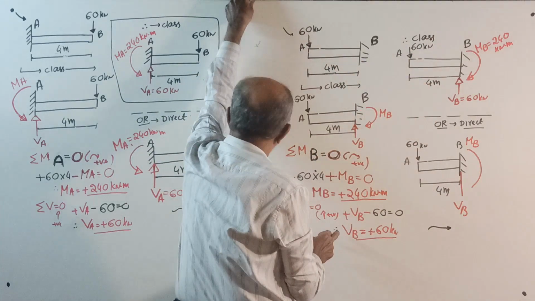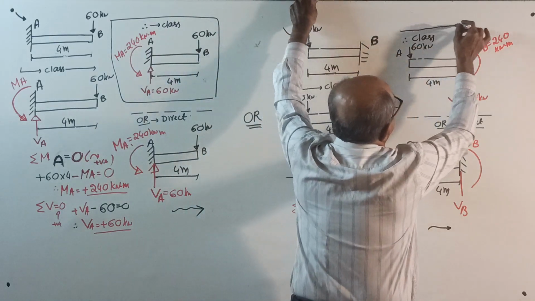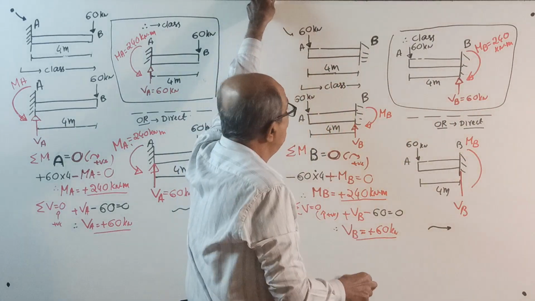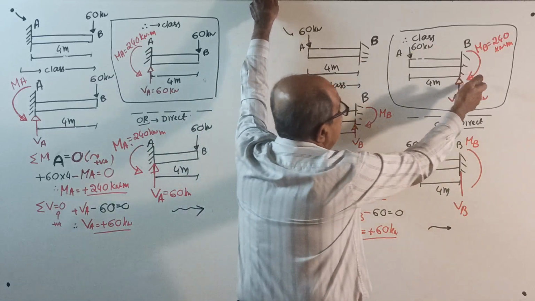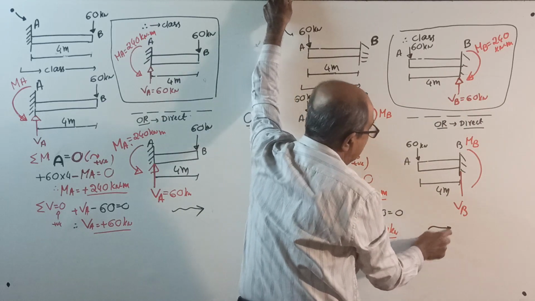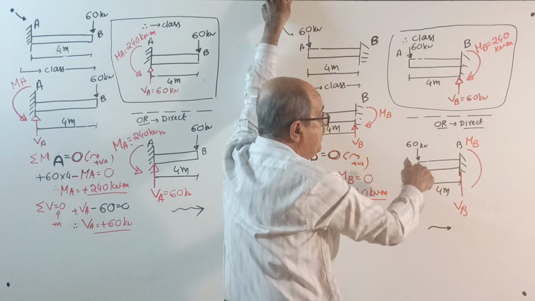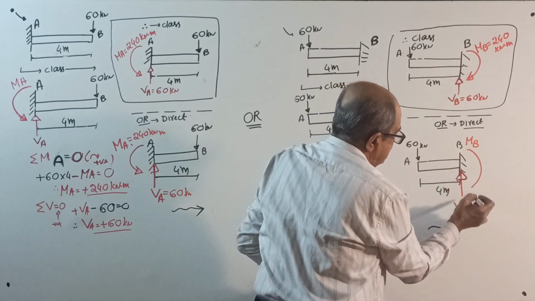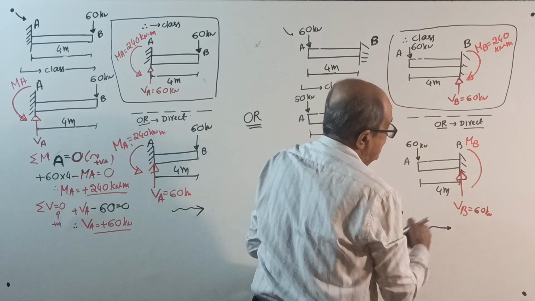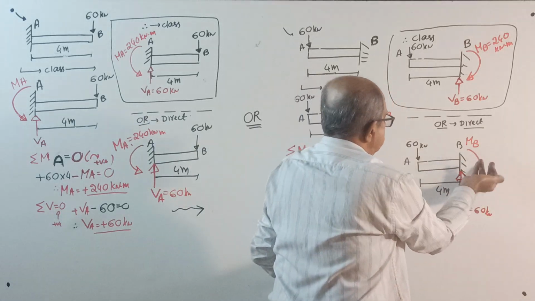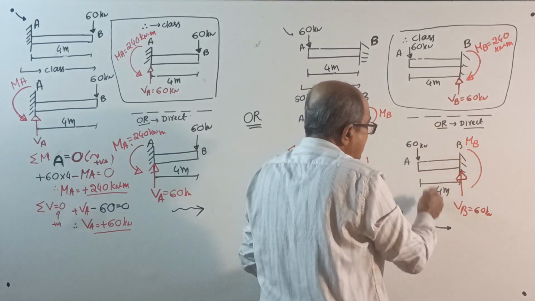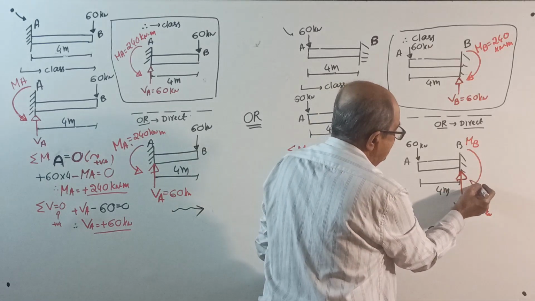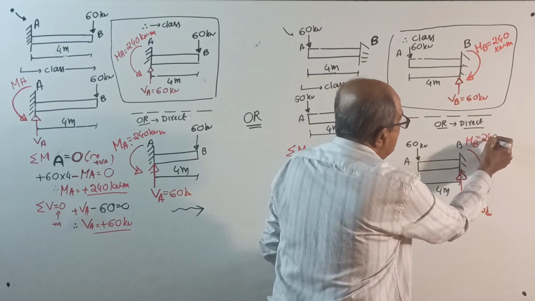Therefore, same as there. What I wrote there, same thing here also. See, final answer: both we got positive, so assumed directions are correct. Enter here. Direct: whatever I tell right here. Action with respect to vertical equilibrium: action 60 down, reaction 60 up. Then rotational effect: 60 into 4 anti-clockwise to balance clockwise of 60 into 4. That is MB equal to 240 kilonewton meter.